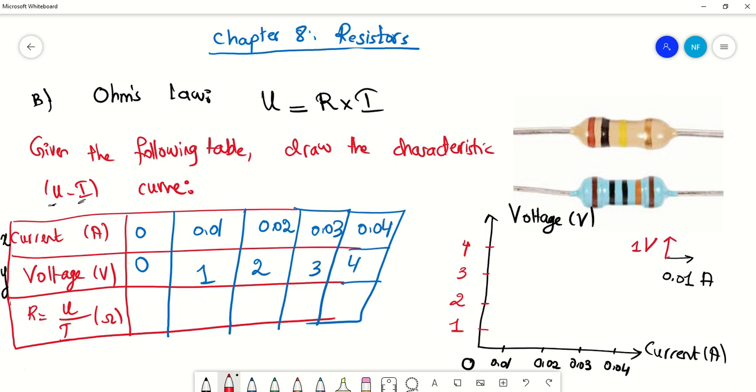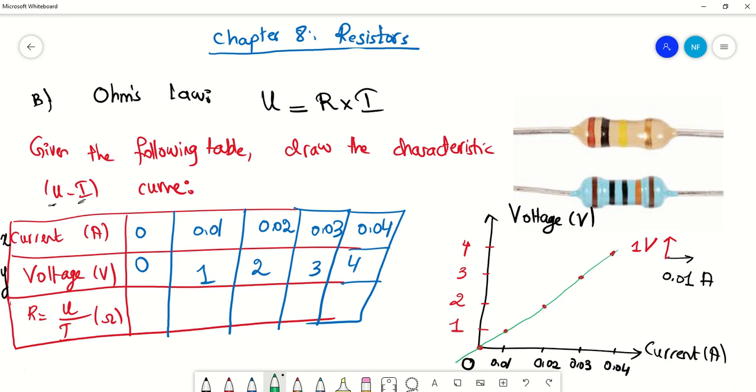First, when the voltage was 0, the current was 0. When the voltage was 1, the current was 0.01. Same here, and same here. And for sure, we draw the line. Of course, it has to be drawn with a ruler, but I can't now. You do it in your copybooks with a ruler.